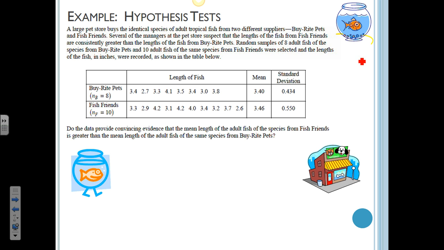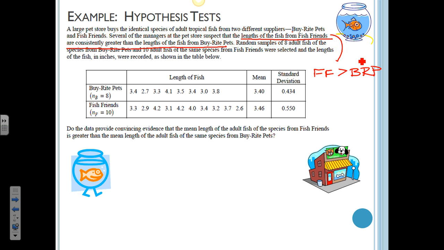As you're reading these problems, it's good to underline some key info. That's going to help you right here, this statement: the lengths of the fish from Fish Friends are consistently greater than that of By-Right Pets. What that means is that FF is greater than BRP, right? That's what you're suspecting. Random samples of 8 adult fish of the species from By-Right Pets and 10 adult fish of the same species from Fish Friends were selected, and the lengths of the fish in inches were recorded as shown in the table below. So you have all that stuff right there.